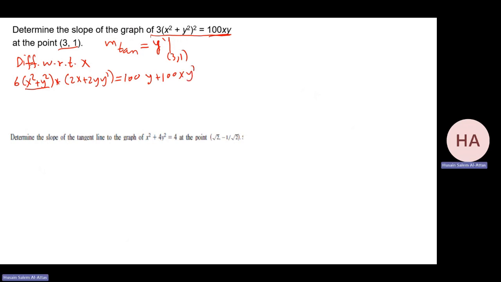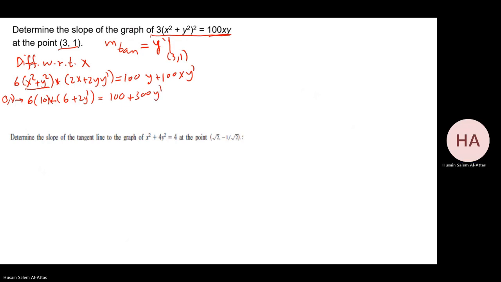Now substitute x and y. x is 3 and y equal 1. So now I have 3 and 1. Substitute. I have 6. This is 9 plus 1 times 10, which is good. Times this is another 6, plus 2y prime equal 100 plus 300 y prime.